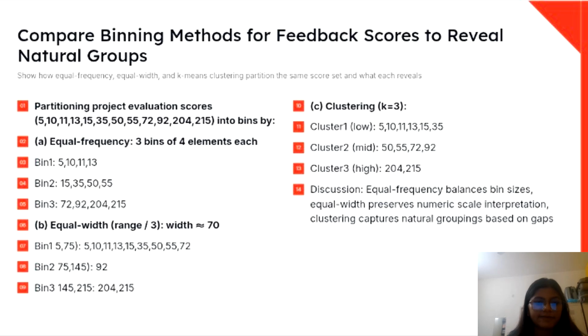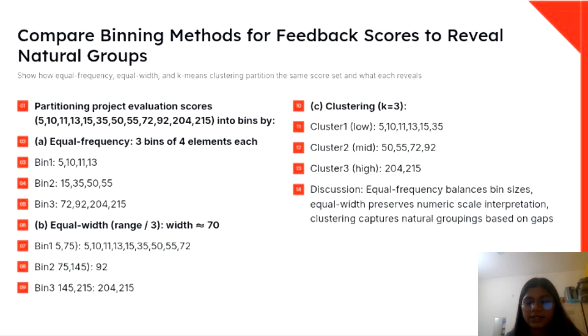Equal frequency: 3 bins of 4 elements each. We have divided the data into 3 bins. Equal width: range divided by 3, so the width is 70. Bin 1 ranges from 5 to 75. Bin 2 from 75 to 145. Bin 3 from 145 to 215.